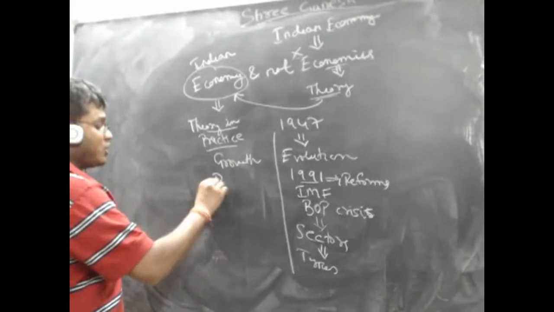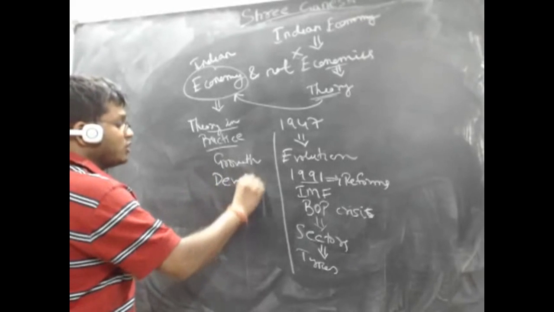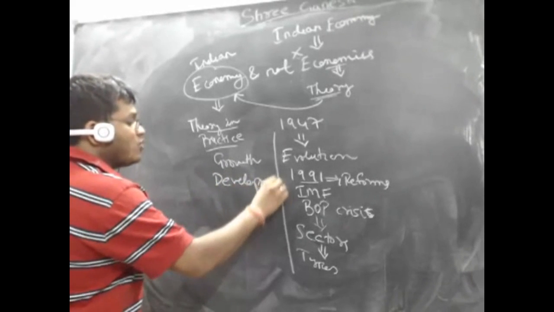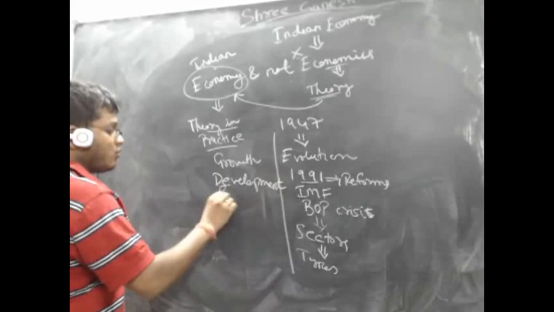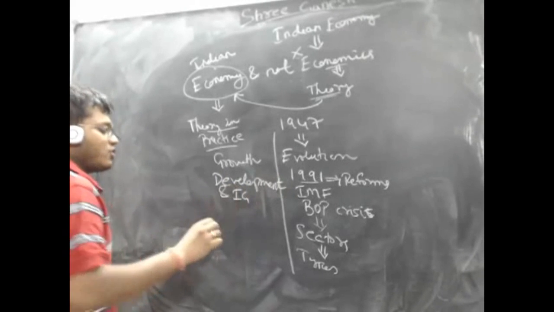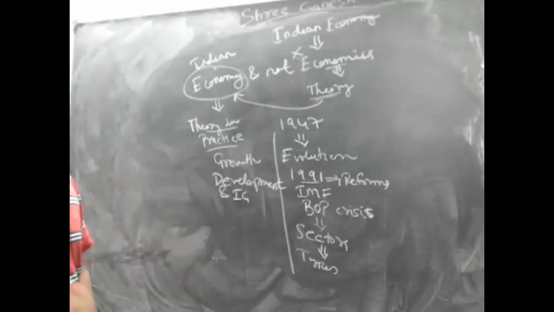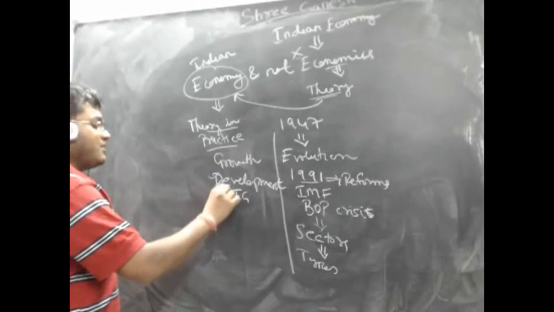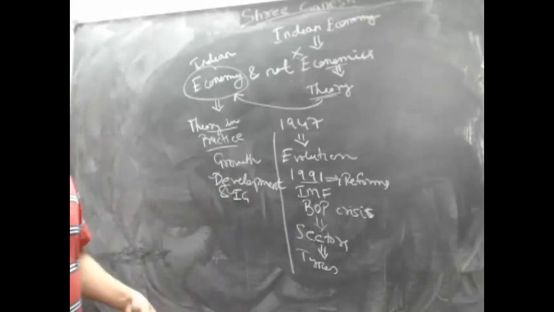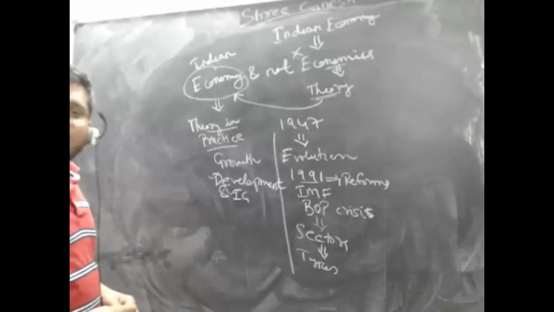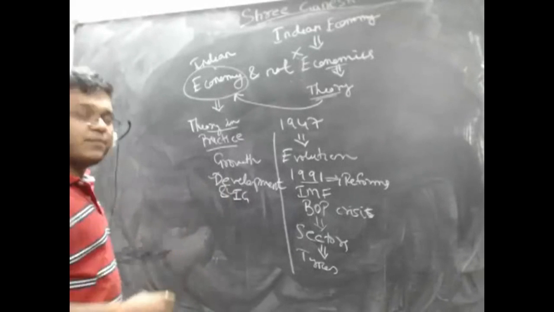After that, we will see the topic of development and inclusive growth. There we will see why growth alone is not the panacea for all the problems that a society or economy is facing. Then we will see the meaning of development, the meaning of inclusive growth, why development and inclusive growth are necessary, what the prerequisites for development and inclusive growth are, and how to measure development and inclusive growth.